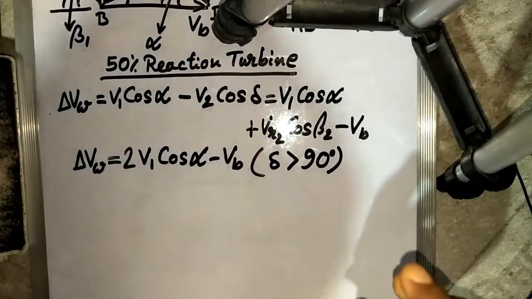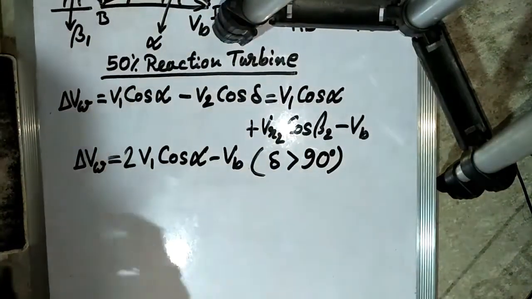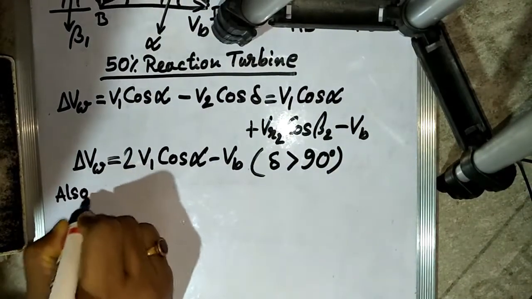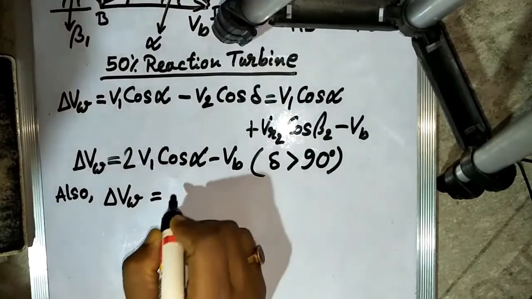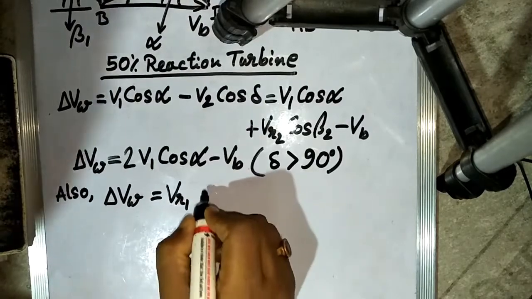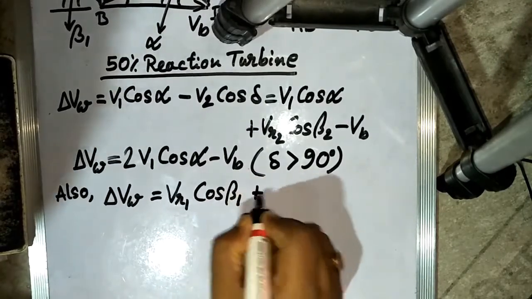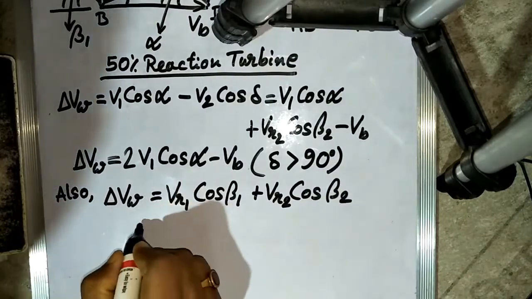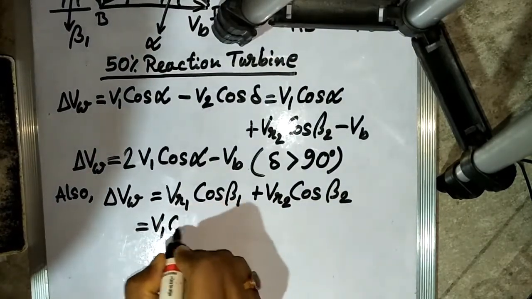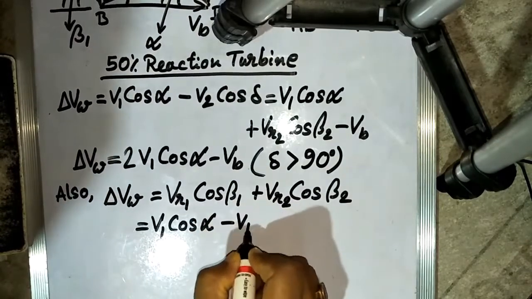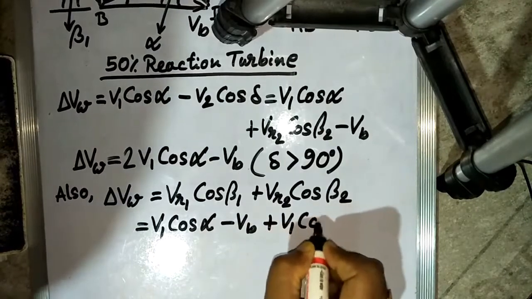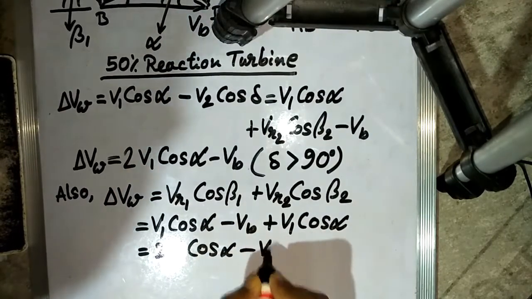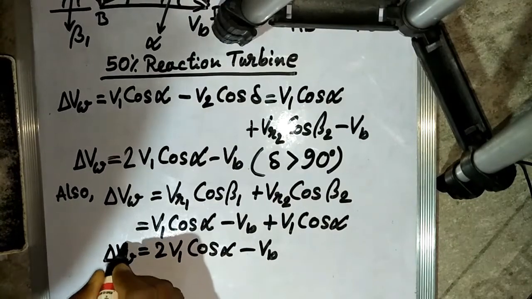Another way to find delta V omega is that we can also write delta V omega is equal to VR1 cos beta 1 plus VR2 cos beta 2, which equals V1 cos alpha minus Vb plus V1 cos alpha, so that is equal to 2 V1 cos alpha minus Vb. So it's up to you to follow which method.